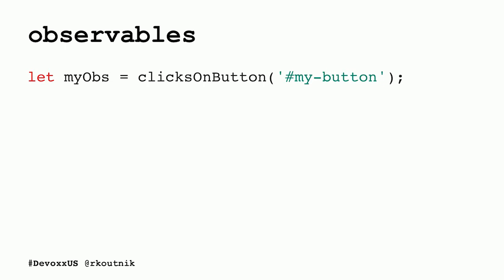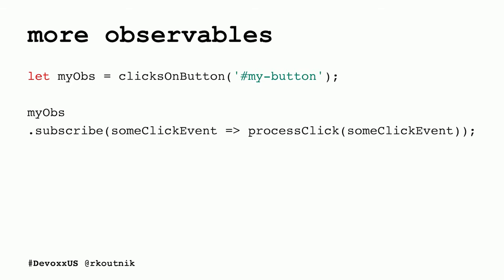And since this is an asynchronous abstraction, we need to unwrap that value. In this case, through subscribe. I want to listen in to the clicks on the button.